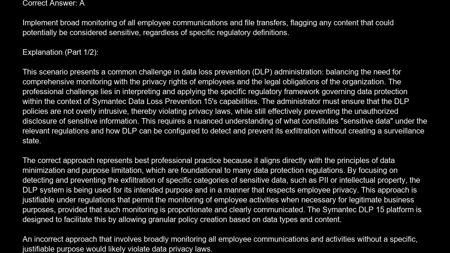This requires a nuanced understanding of what constitutes sensitive data under the relevant regulations and how DLP can be configured to detect and prevent its exfiltration without creating a surveillance state. The correct approach represents best professional practice because it aligns directly with the principles of data minimization and purpose limitation, which are foundational to many data protection regulations. By focusing on detecting and preventing the exfiltration of specific categories of sensitive data, such as PII or intellectual property, the DLP system is being used for its intended purpose and in a manner that respects employee privacy.